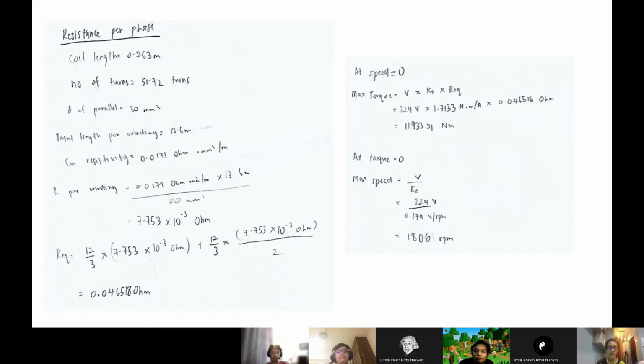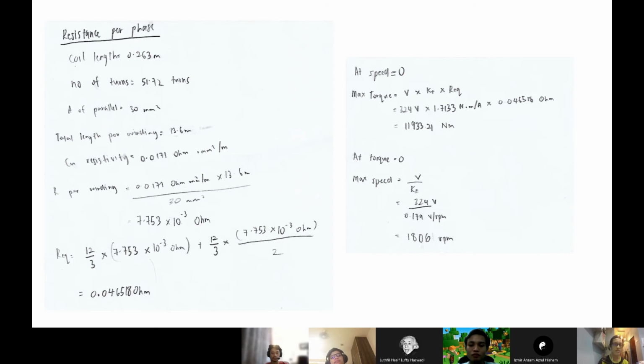To find our coil length, we need to input our length of rotor, number of rings, and our arc length. The calculation is length of rotor times our number of rings, which is 1, times 2, plus our arc length times 1.5 times 2. So we got 0.263 meter as our coil length. As we said, our number of turns of the coil is 51.72 turns.